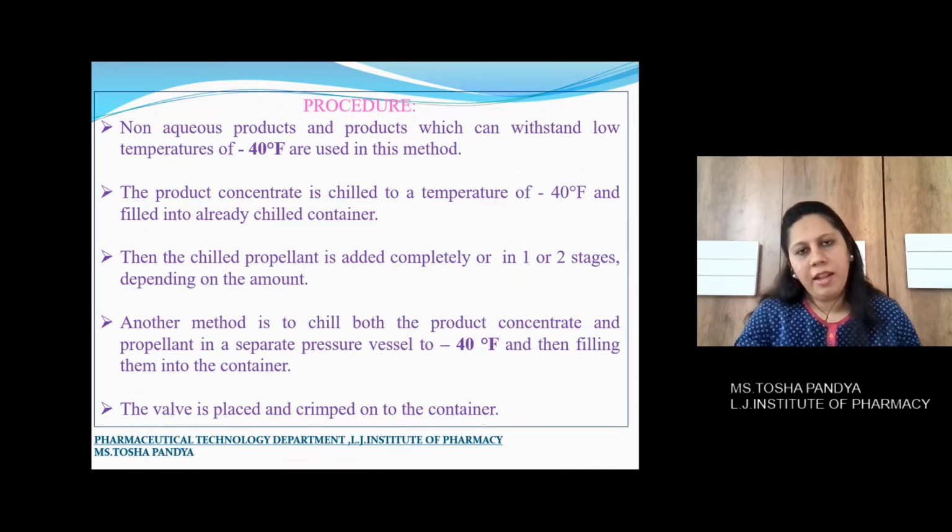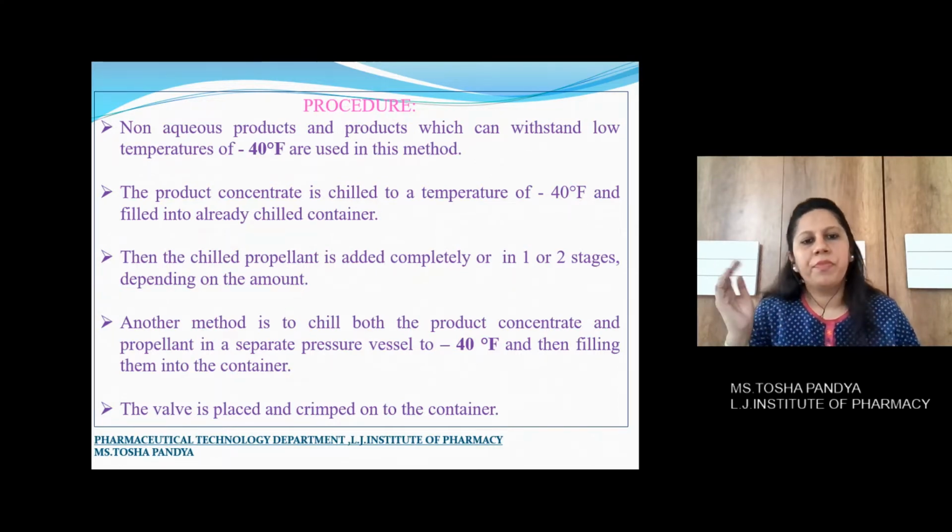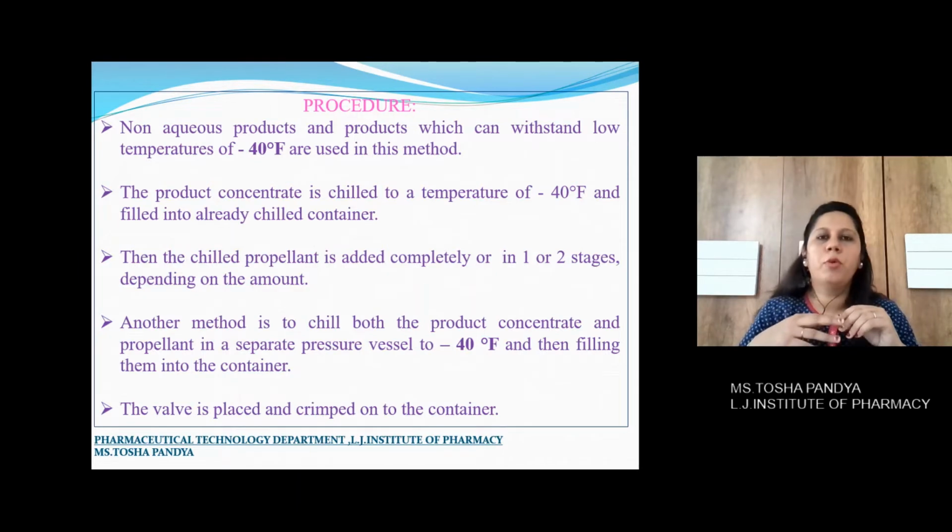Okay, and then finally you chill the propellant in another container below its boiling point at -40 degrees Fahrenheit, and then it is filled in one or two stages into the already pre-filled container. Or what can be done, you chill the container, and in another container you mix both the product concentrate and the propellant and chill them at -40 degrees Fahrenheit and fill them together into the container. Okay, and finally after filling of both these things, you place the valve and crimp.